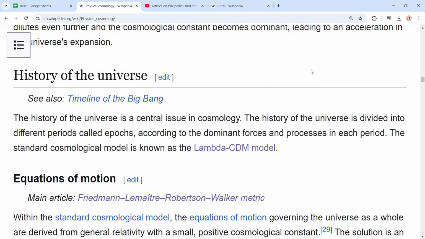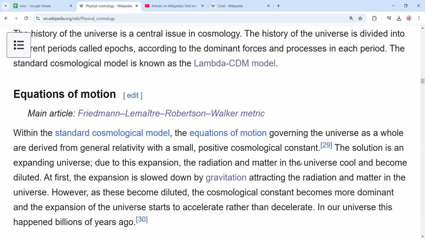History of the universe, see also timeline of the Big Bang. The history of the universe is a central issue in cosmology. The history of the universe is divided into different periods called epochs, according to the dominant forces and processes in each period. The standard cosmological model is known as the Lambda Cold Dark Matter model.